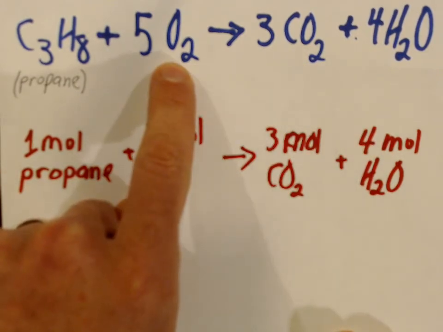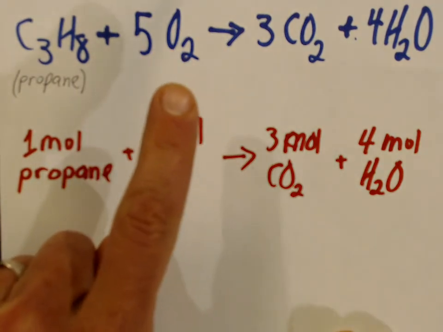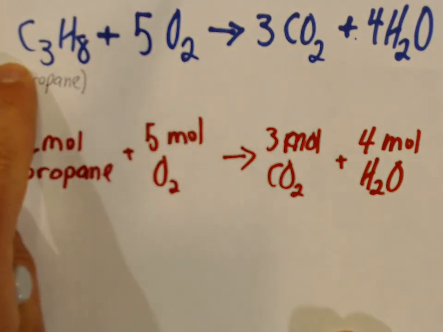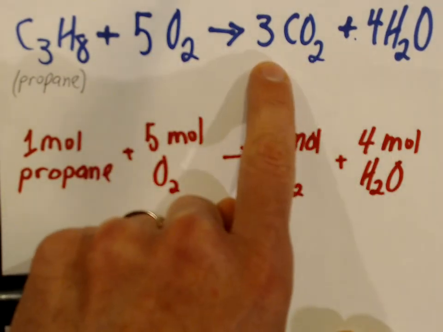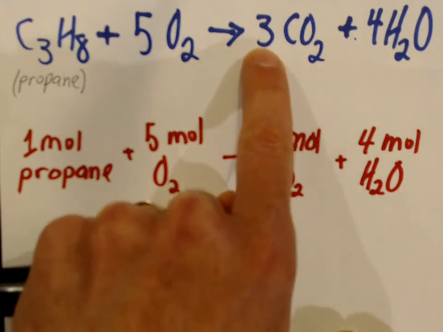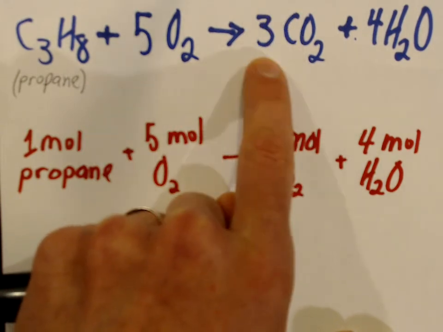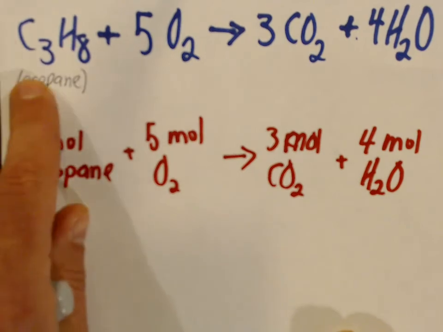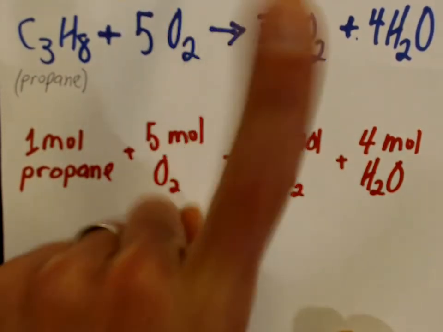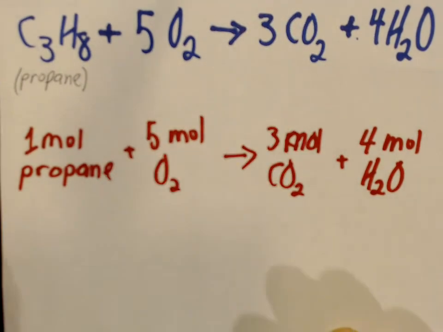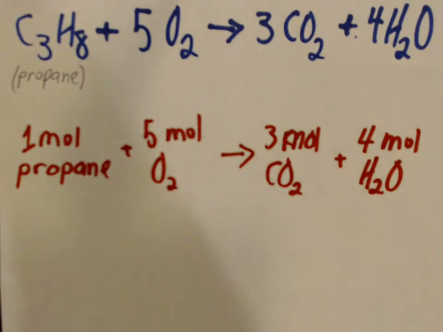That's right. That's one thing you must understand from this video and take away: when you read a balanced chemical equation and you're looking at numbers, or coefficients rather, in front of a formula, that number means moles of that substance. 1 mole of propane, 5 moles of oxygen, 3 moles of carbon dioxide, 4 moles of water.